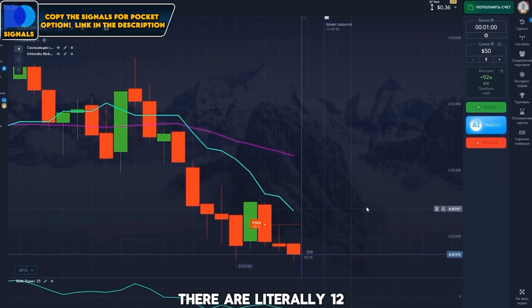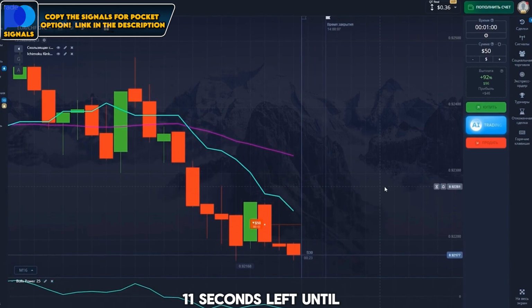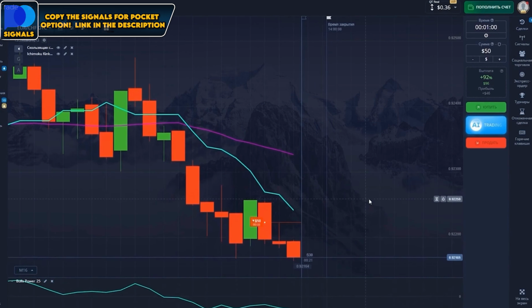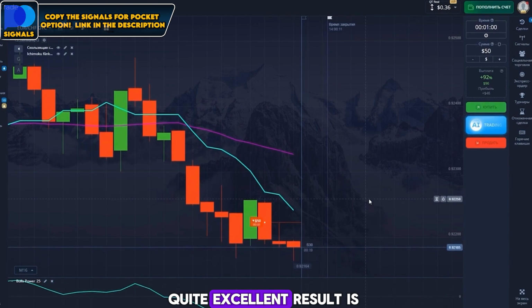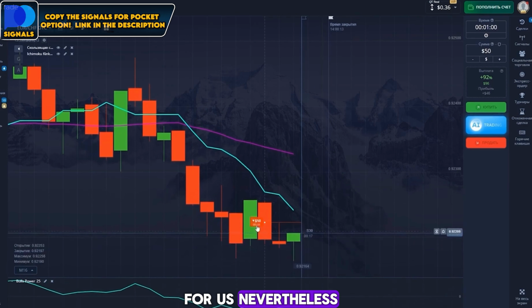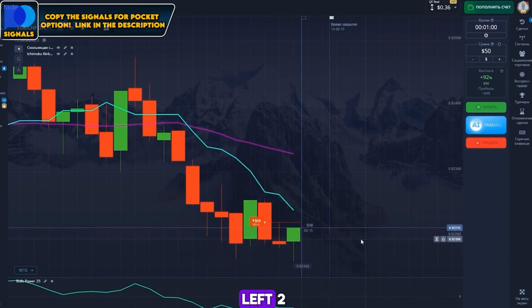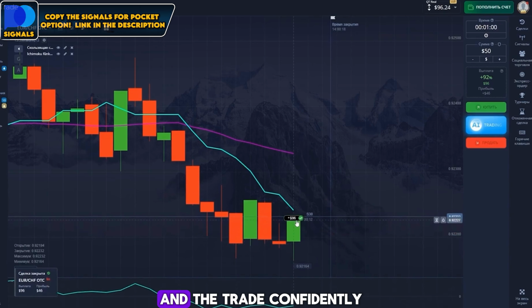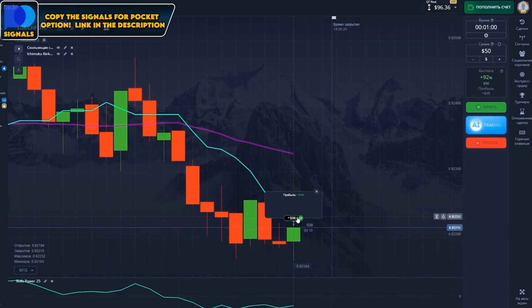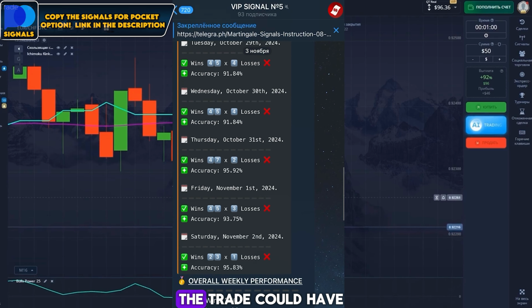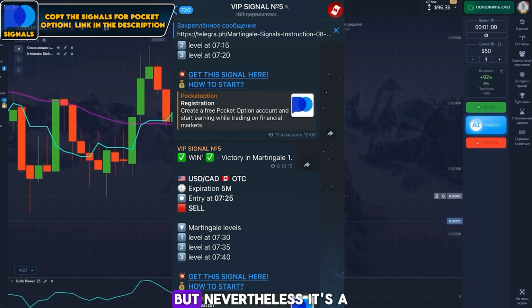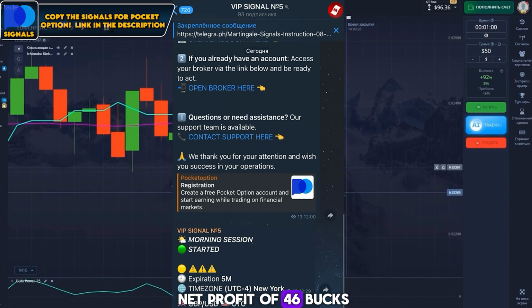There are literally 11-12 seconds left until the end of our first trade. So far, we see that a quite excellent result is shaping up for us. Nevertheless, there are 3 seconds left, 2, 1, 0, and the trade confidently ends in profit. But you saw that literally in the last seconds the trade could have closed in the negative, but nevertheless, it's a net profit of $46.